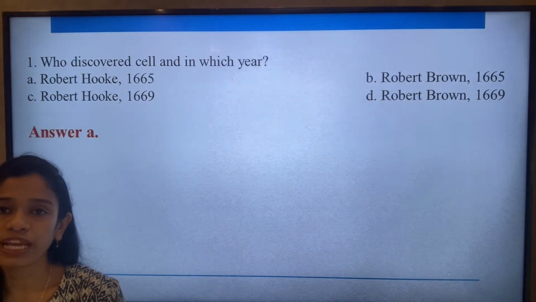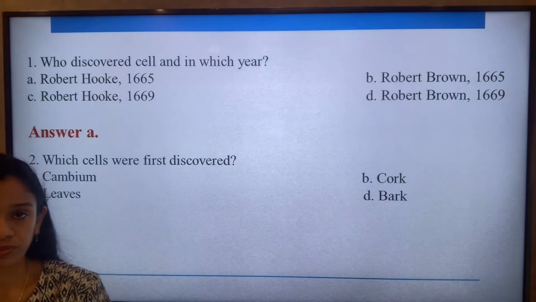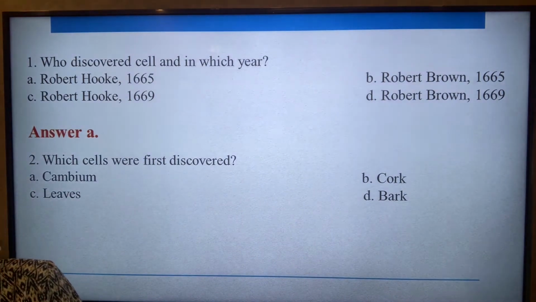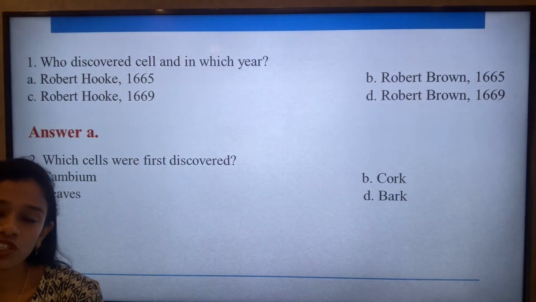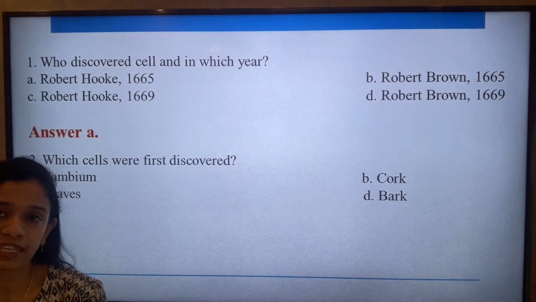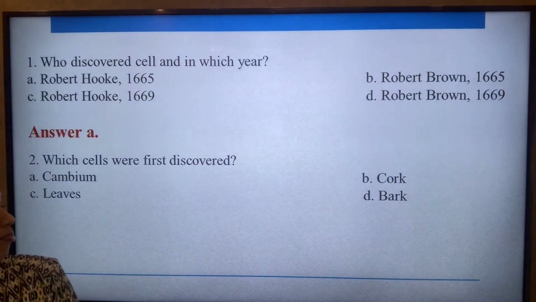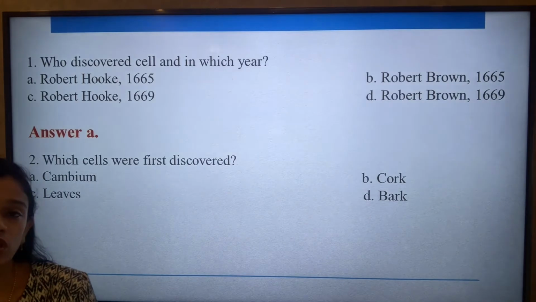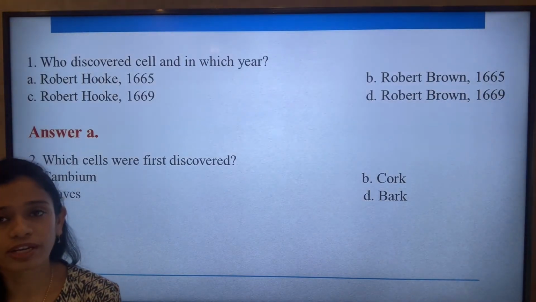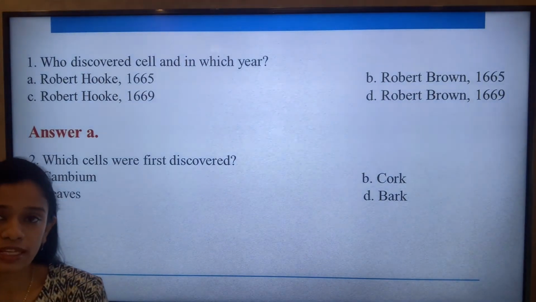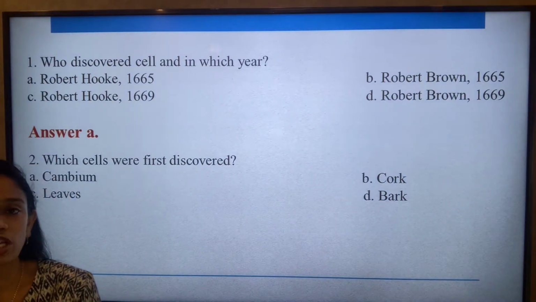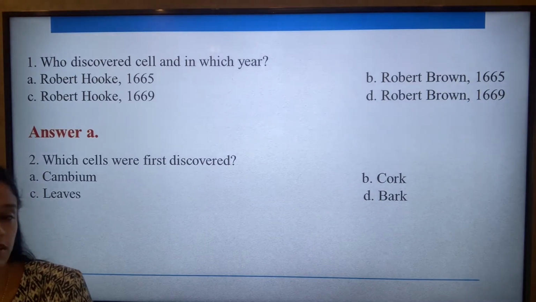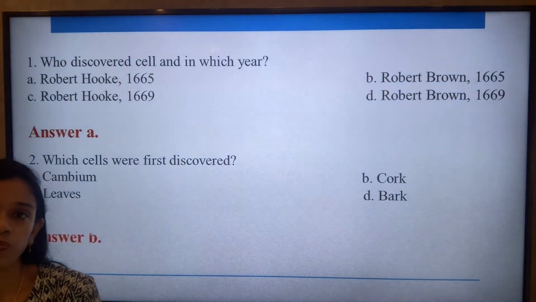Let's move on to the next question. Which cells were first discovered? When Robert Hooke first saw the cells, it was the cells of which part? Was it from the cambium, the cork, the leaves, or the bark? We all know that it was the cork cells that Robert Hooke first saw under the microscope. Those were dead cells. So the first cells which were discovered were the cork cells.